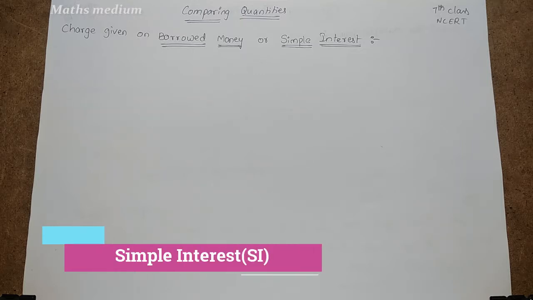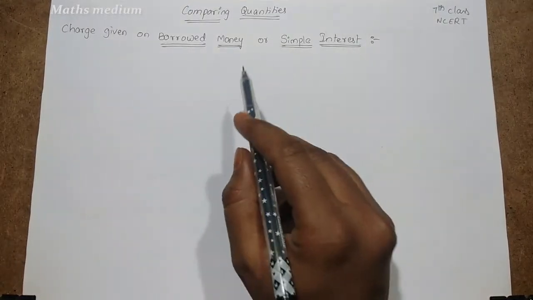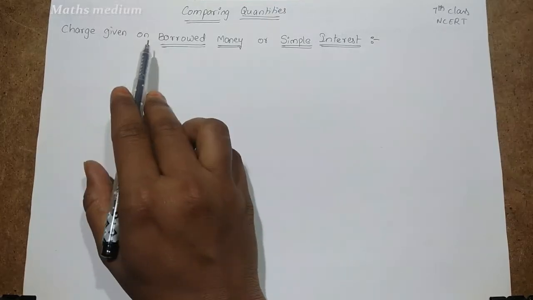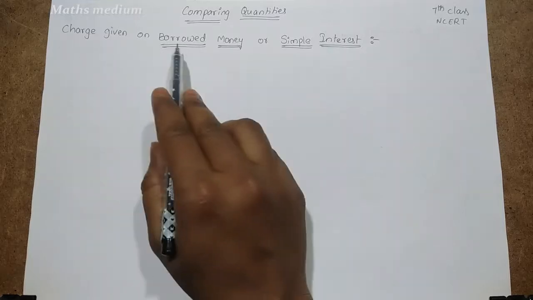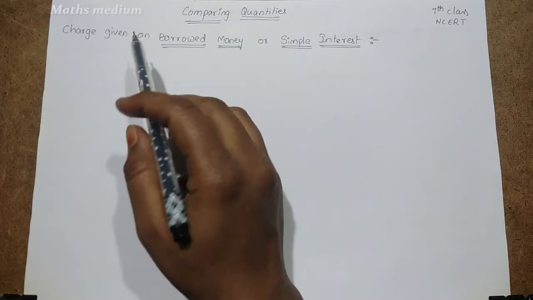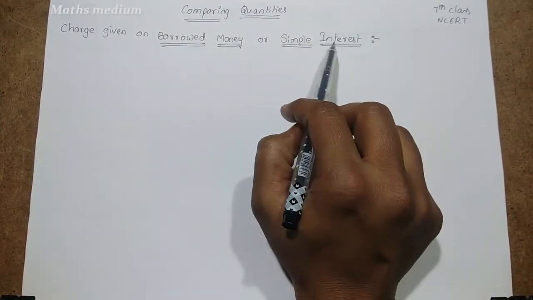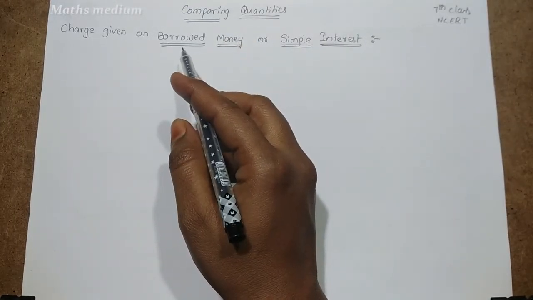Today I came with another topic, that is charge given on borrowed money or simple interest, from Comparing Quantities, 7th class NCERT. This is the main and important topic and the easiest topic also to solve the problems. So let's start with the charge given on borrowed money, or simple interest. If you follow this video correctly, then you will get the answer in this line only: charge, borrowed money, that is called simple interest. I will explain step by step, then you will get a better understanding, I hope.